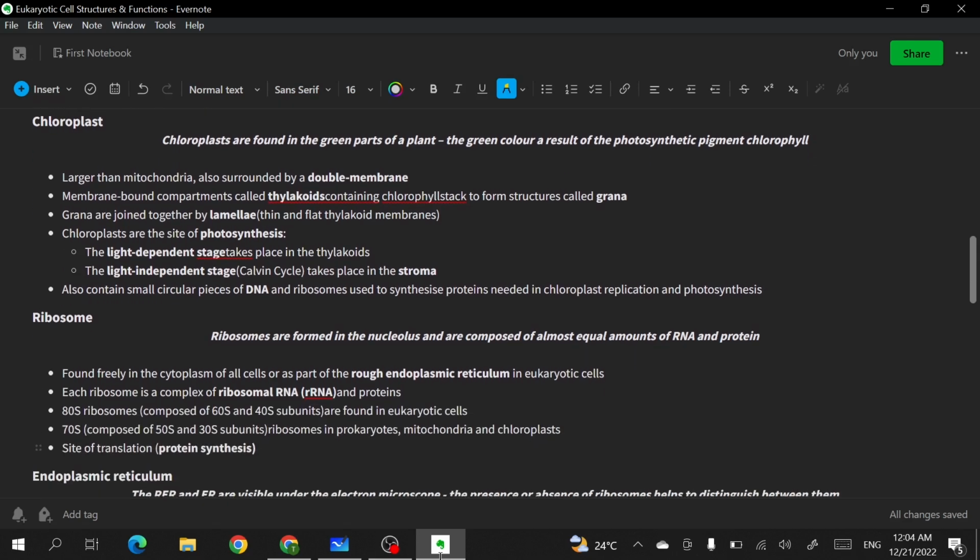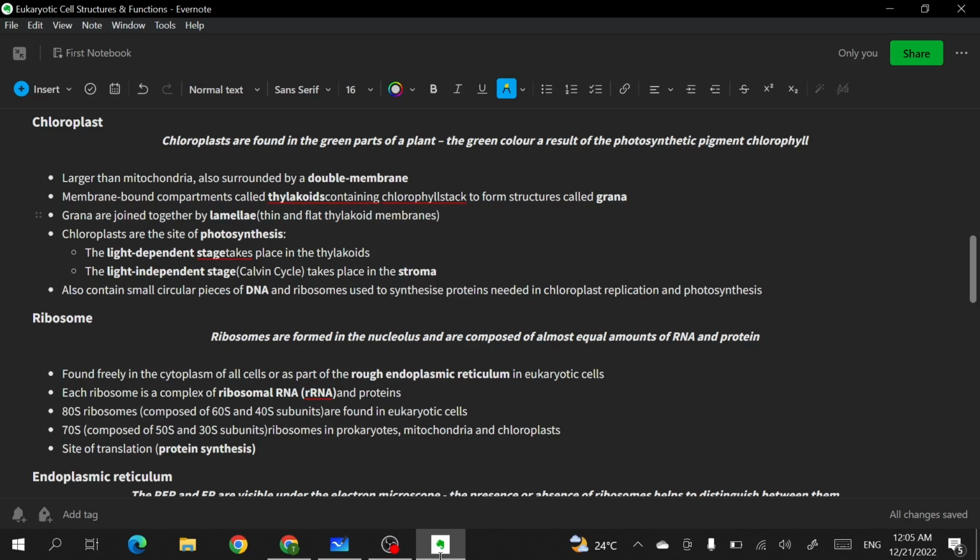Chloroplasts are found in the green parts of the plant. The green color, as you can see in most plants, is due to the photosynthetic pigment chlorophyll. They are larger than mitochondria, and also surrounded by a double membrane. Of course, we've seen the sizes. Membrane compartments, or thylakoids, containing chlorophyll are stacked to form structures called grana, which are joined together by lamellae.